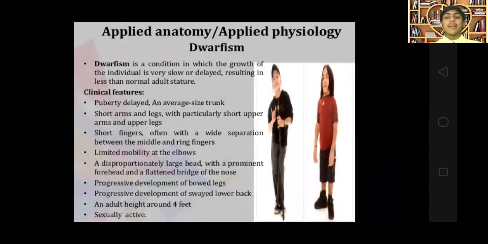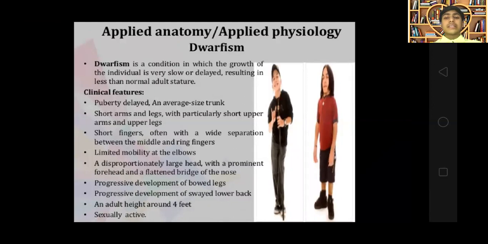Next, there are some deficiencies, or lack of hormones, which result in some kinds of diseases. I'm dealing with dwarfism. Dwarfism is a condition of the person where the person's height is abnormal, abnormal from the normal.